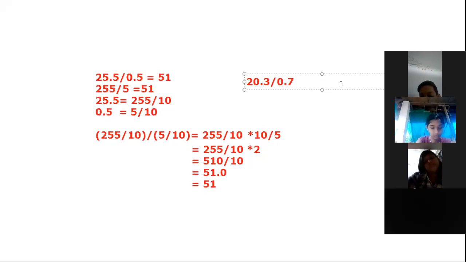Don't go too complex. We know that in both numerator and denominator, there is only one digit after the decimal point. The number of digits after the decimal point in both numerator and denominator are the same. Is it? In both cases, there is only one digit after the decimal point. Then we have to divide them as whole numbers. That is 203 divided by 7. What is the value of 203 divided by 7?